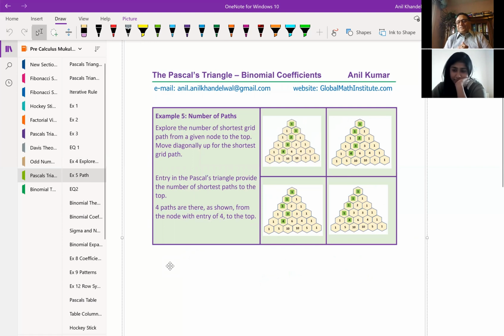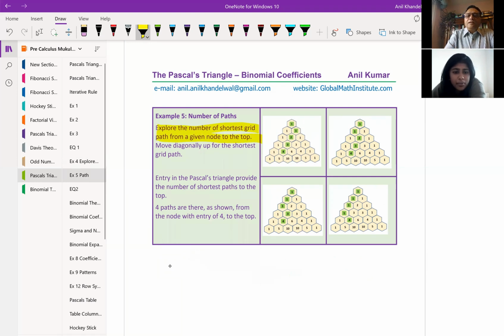Okay, so this brings us to another beautiful pattern. Number of paths. Amy, I'd like you to read whatever has been written here. All right. Explore the number of shortest grid paths from a given node to the top. Move diagonally up for the shortest grid path. What I'm trying to say here is, given a node, go to the top. So let's say we are given this node where the number 4 is written. From 4, we have to move up to the top level, right? Let's say as if you're climbing a mountain, how many different paths could there be to climb that particular mountain? That is the question, correct?